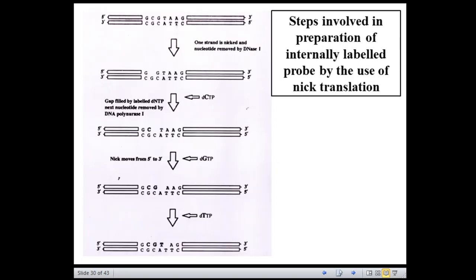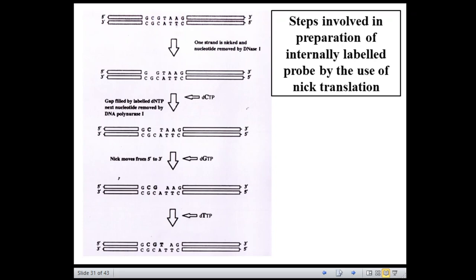Right. Next we have the Nick translation. So we have been trying to understand different approaches for labeling the DNA. We saw the 5' labeling, the 3' labeling, and labeling using the random hexamers, and now we have the Nick translation labeling of the DNA. A traditional method of labeling DNA is by the process of Nick translation. So it is one of the traditional approaches to label the DNA.